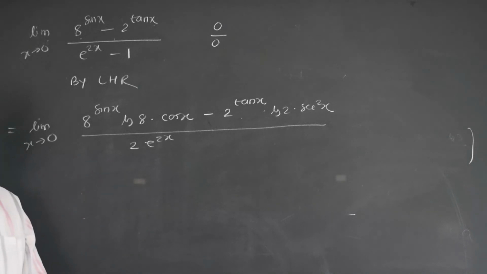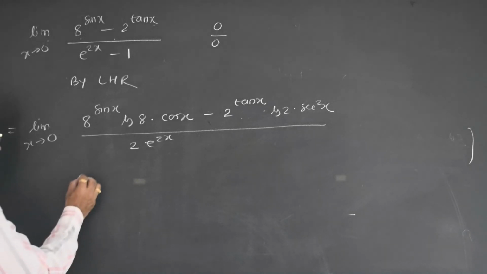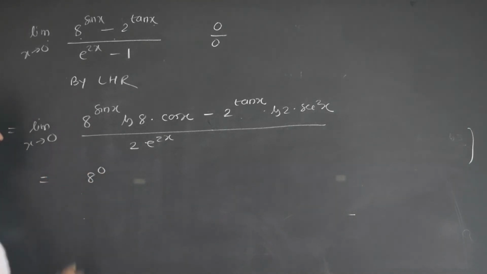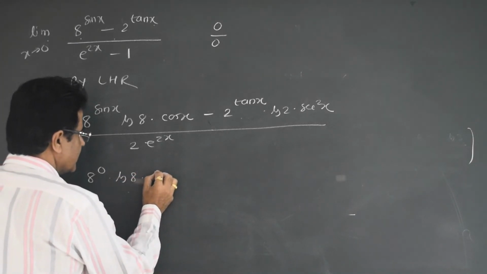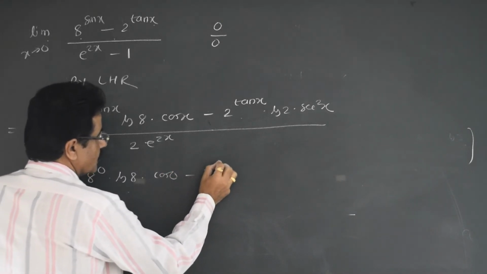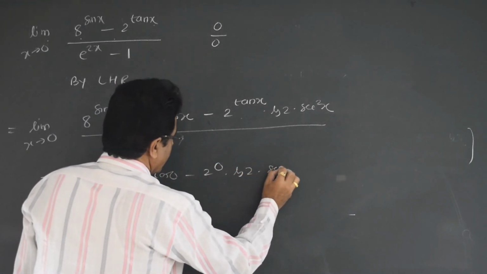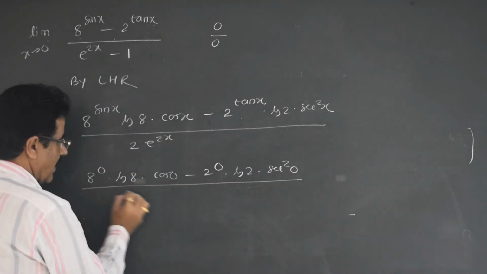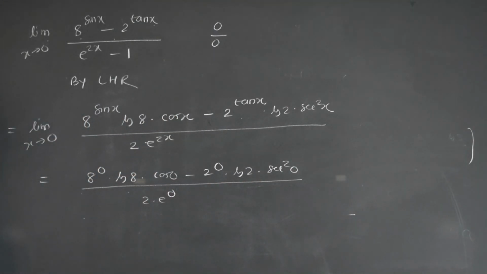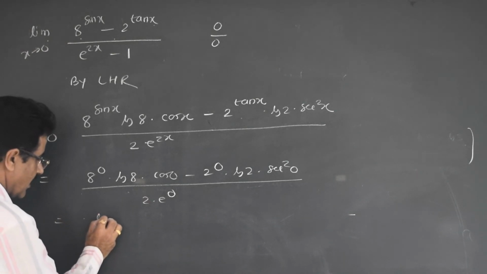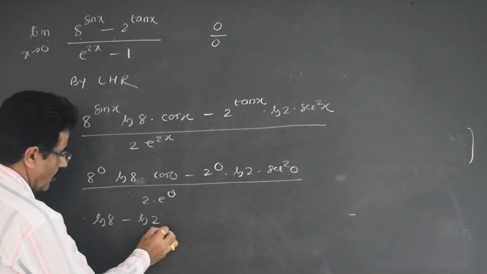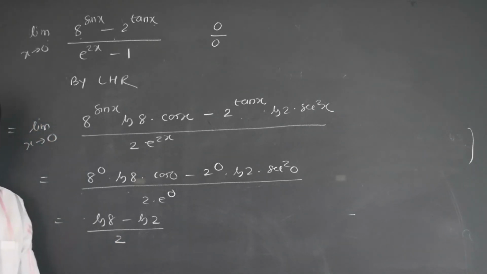And now we can observe denominator is a non-zero term, and that's why we are in a position to take the limits. So we can take the limits. So it is 8 raised to 0 multiplied by log of 8 multiplied by cos of 0, we can write down, minus 2 raised to 0 multiplied by log 2 multiplied by sec square of 0 upon 2 into e raised to 0. 8 raised to 0, cos 0, 2 raised to 0, sec square of 0, e raised to 0, all are equal to 1, and therefore we get log 8 minus log 2 whole upon 2.